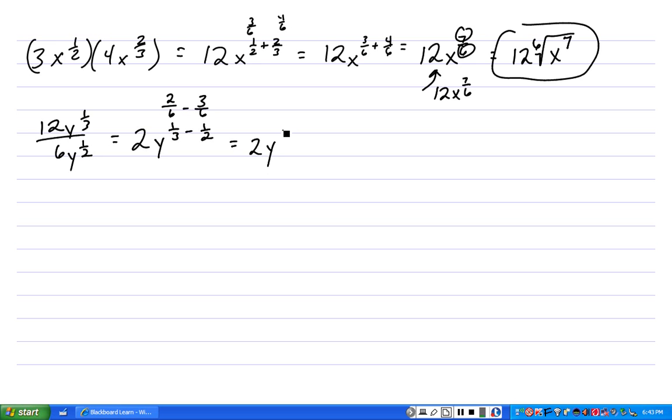Subtract, so we get 2y to the negative 1/6. We talked about how if we have a negative exponent, we move it to make it positive. This whole thing is like saying over 1. So to make this part positive, keep the 2 in the numerator and bring the y down to the denominator. So you get 2 over y to the 1/6 as an answer. All right, let's look at another one.